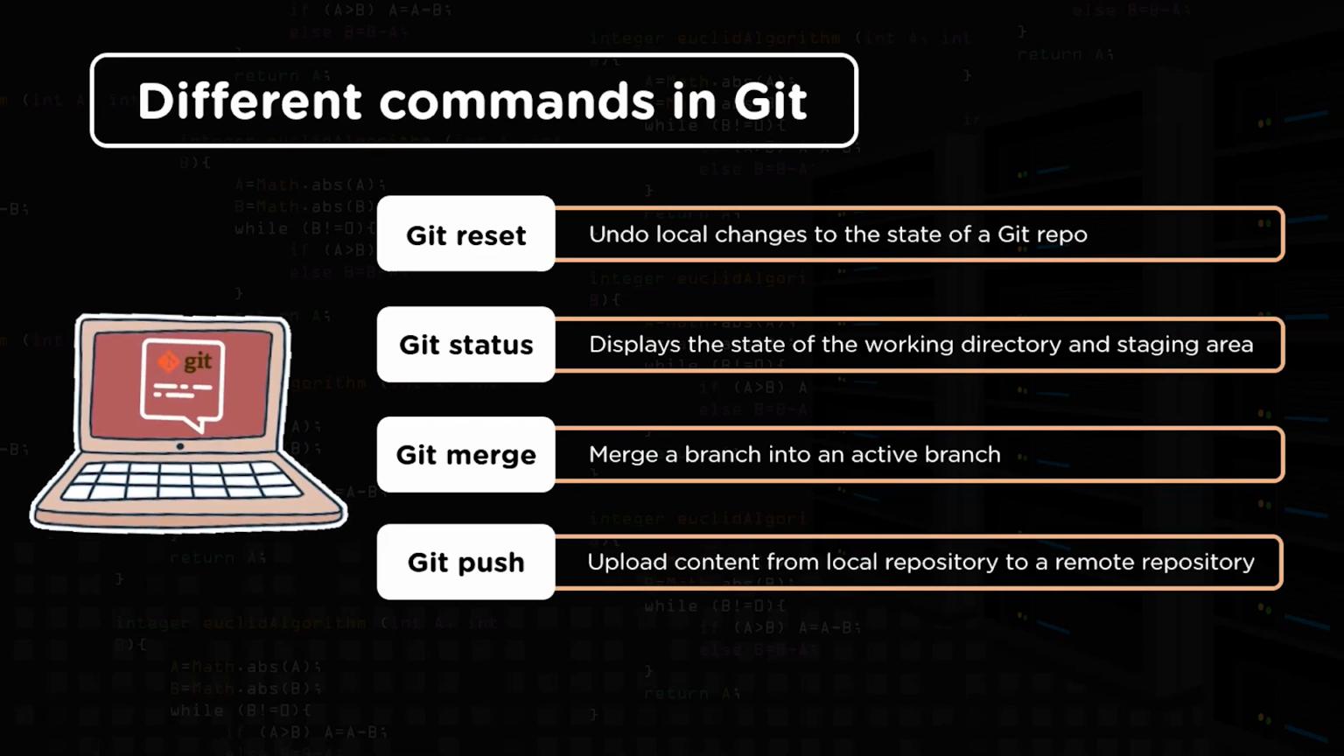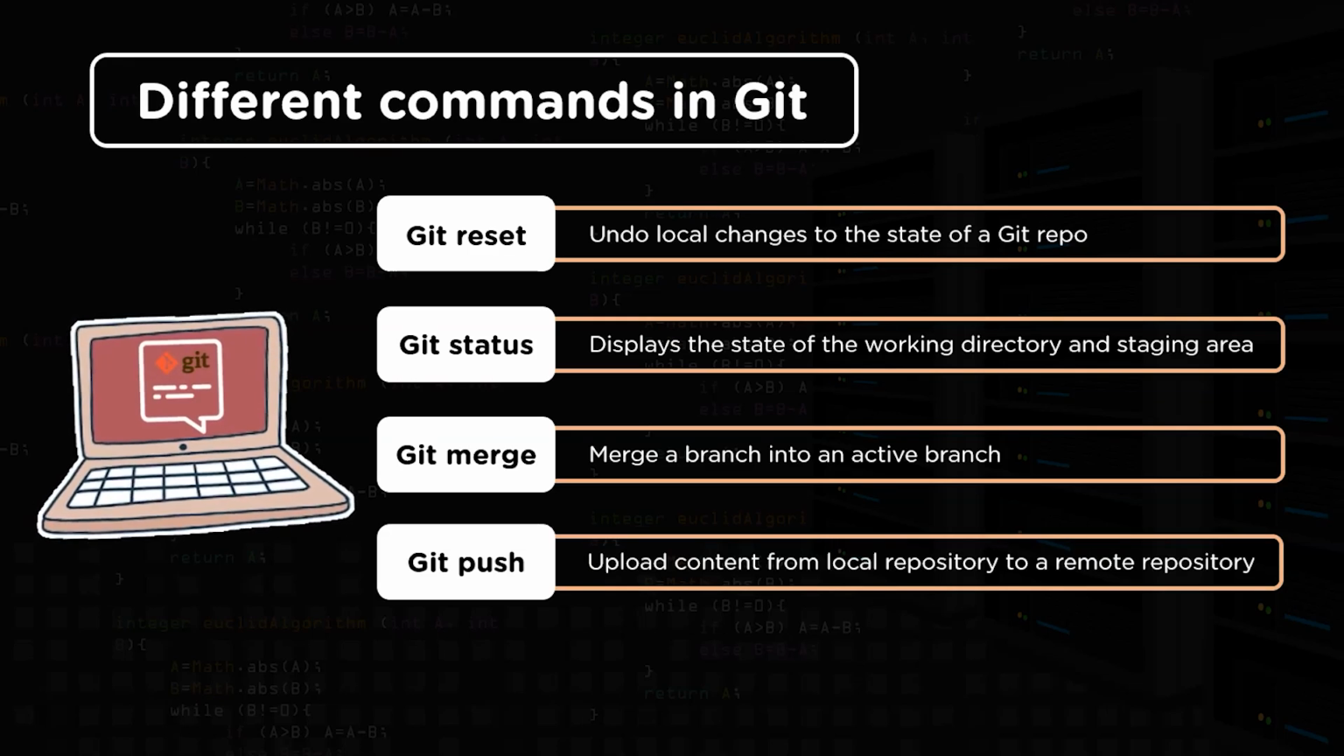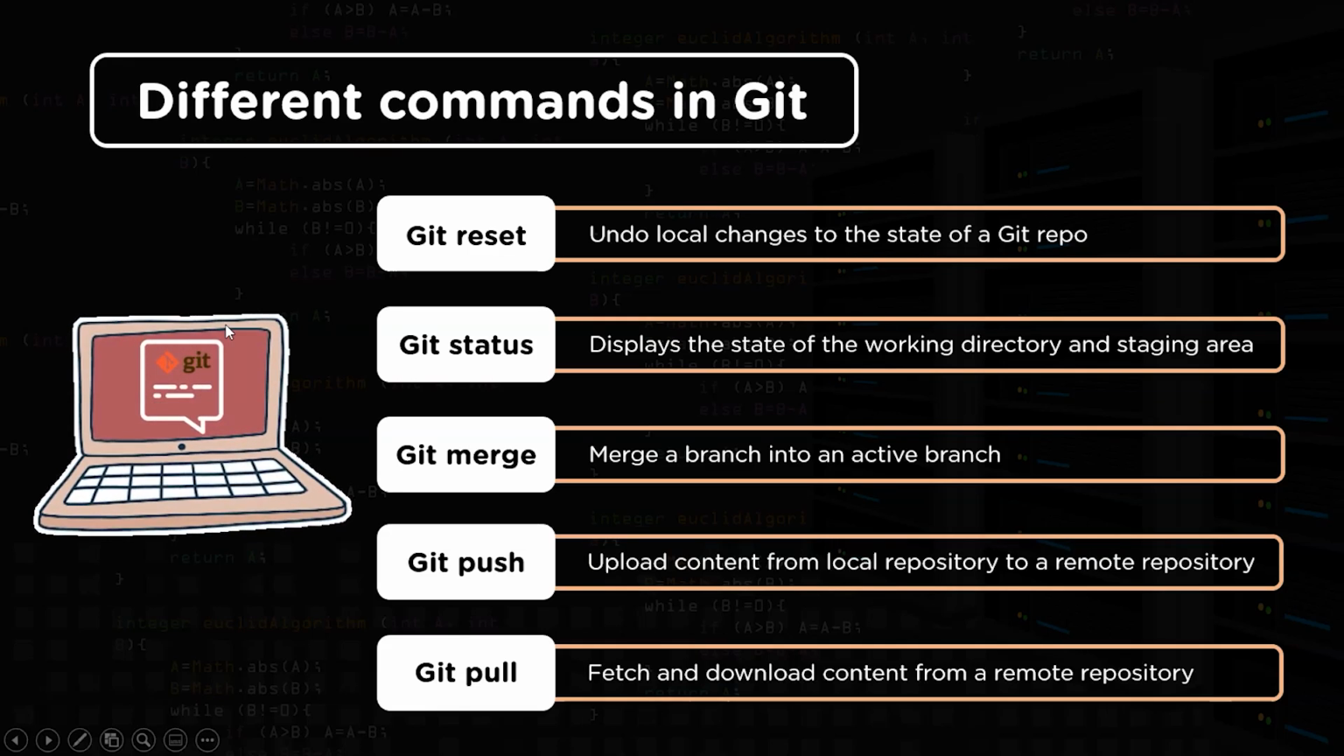Moving forth, we have the git push command. This command is used to push the contents from the local repository to the server. Last, and the 10th command we will see is the git pull command. This command is used to fetch and download content from the remote repository and update them to the local repository.